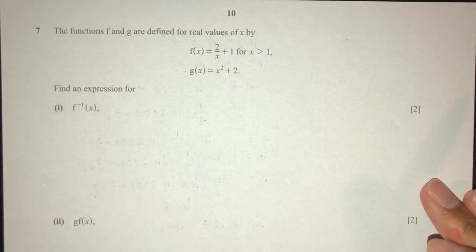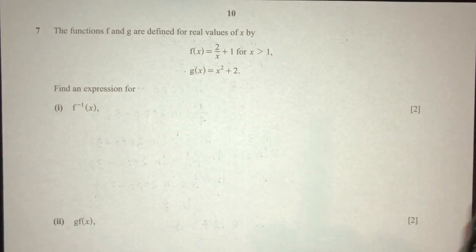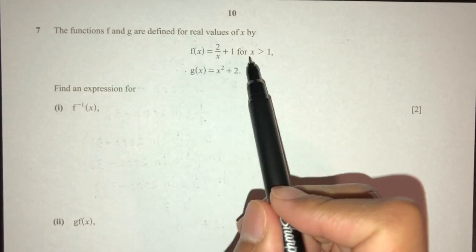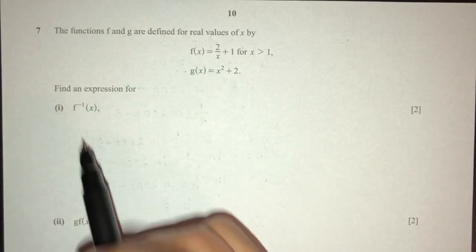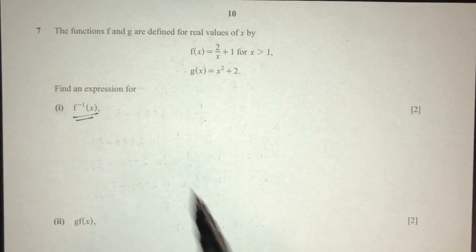Let's move on to question number 7. The functions f and g are defined for the real values of x by these two equations. Part 1, find f inverse. So pretty easy as always.